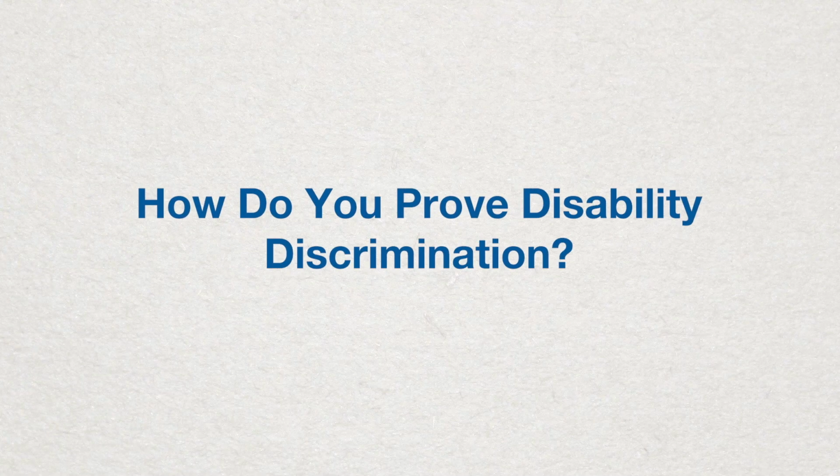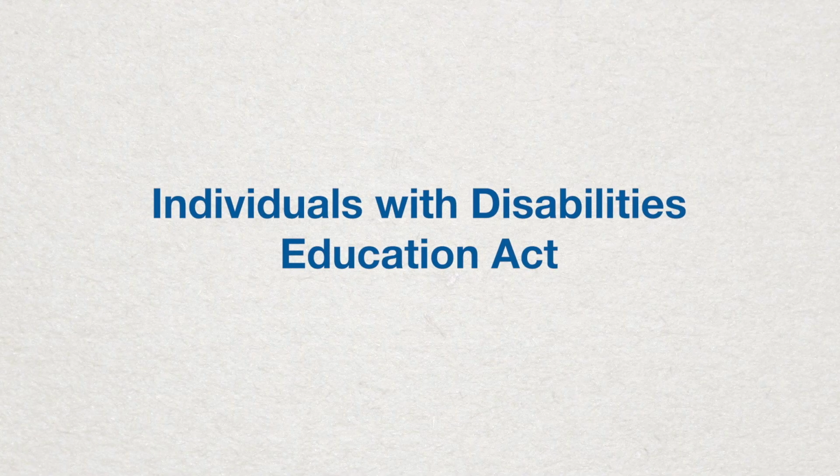How do you prove disability discrimination? How you prove disability discrimination depends on the law that you use to sue the school. The three laws that protect students with disabilities from discrimination are the Individuals with Disabilities Education Act, Section 504 of the Rehabilitation Act, and the Americans with Disabilities Act. These laws require that the school meet the child's health-related needs and prohibit schools from discriminatorily restricting the opportunities available to students with disabilities.